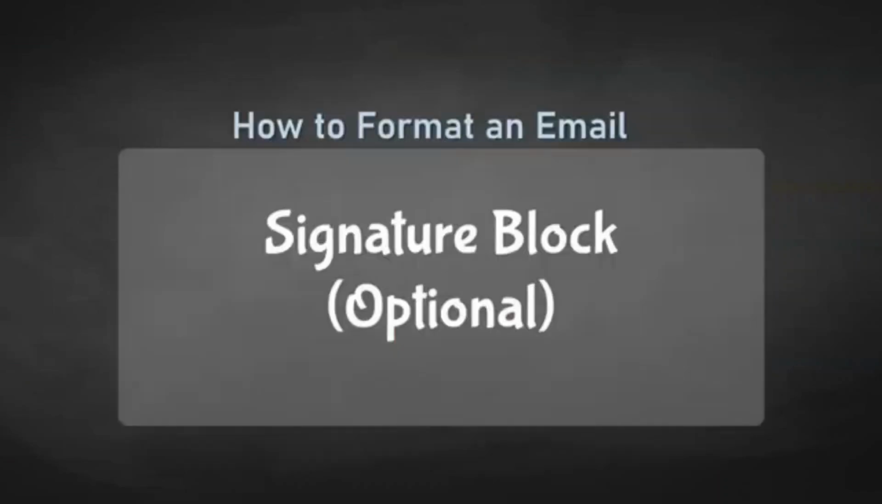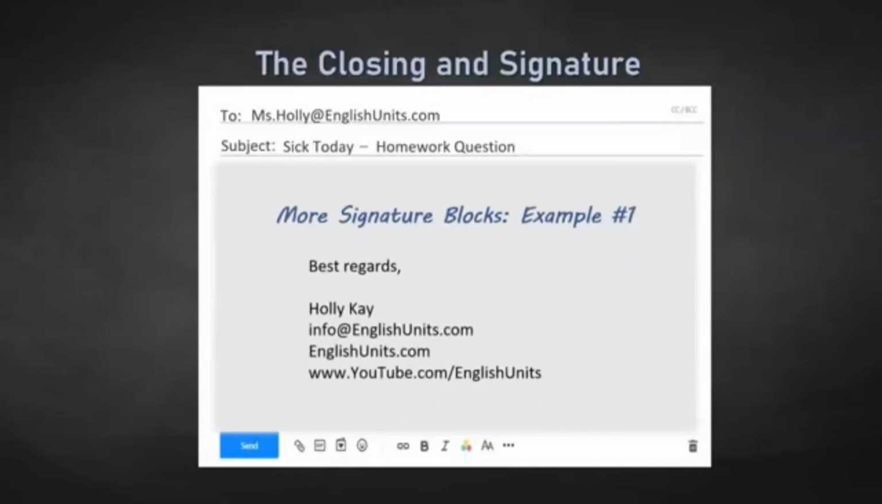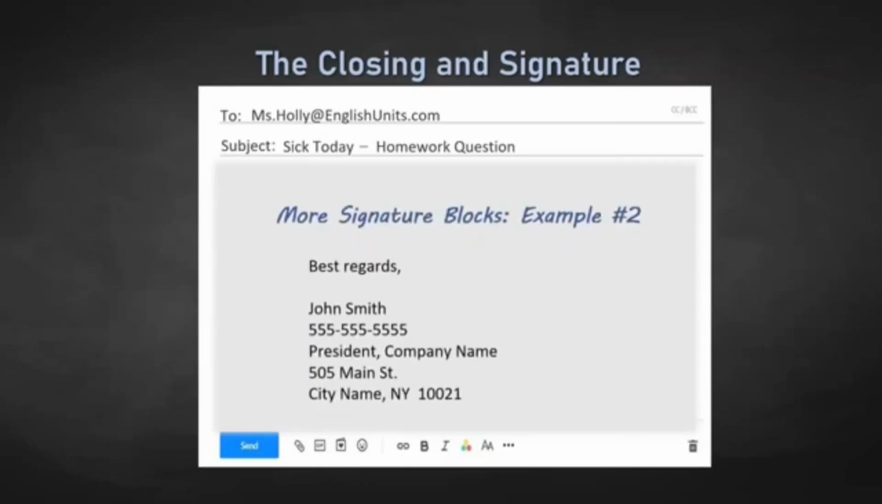Now let's talk about the optional signature block. The signature block contains contact information about the sender as well as information like the sender's website, YouTube channel, or other professional contact information. Here's example 1 with the name, email, website, and YouTube channel. Here's example 2. You have the person's name, phone number, position or job. Notice after the job you have the company, and between those 2 a comma.